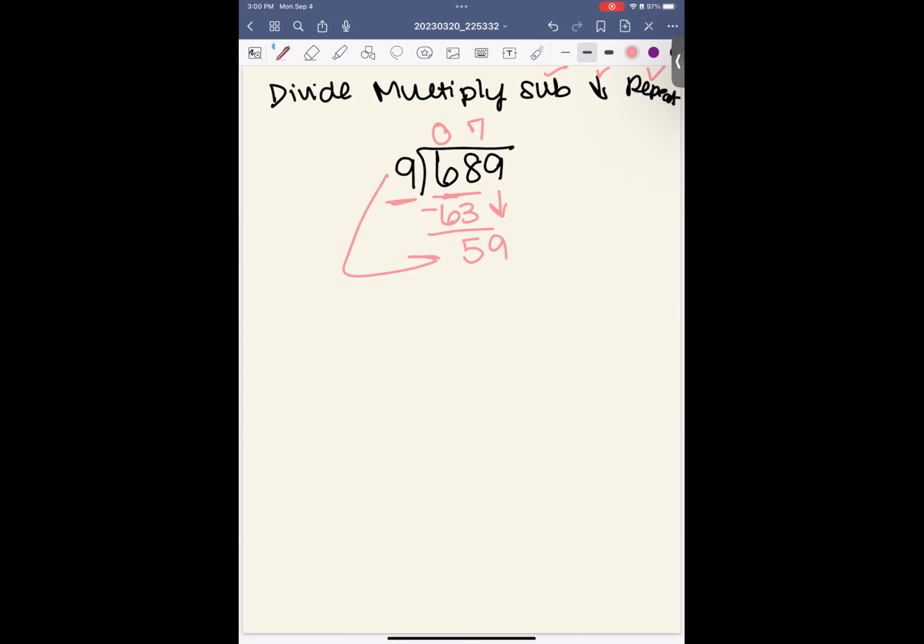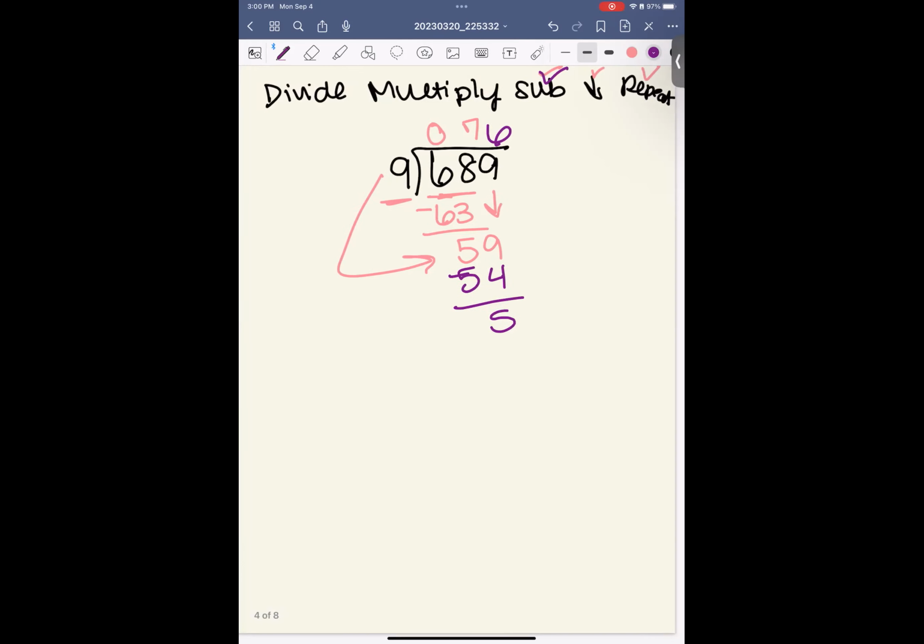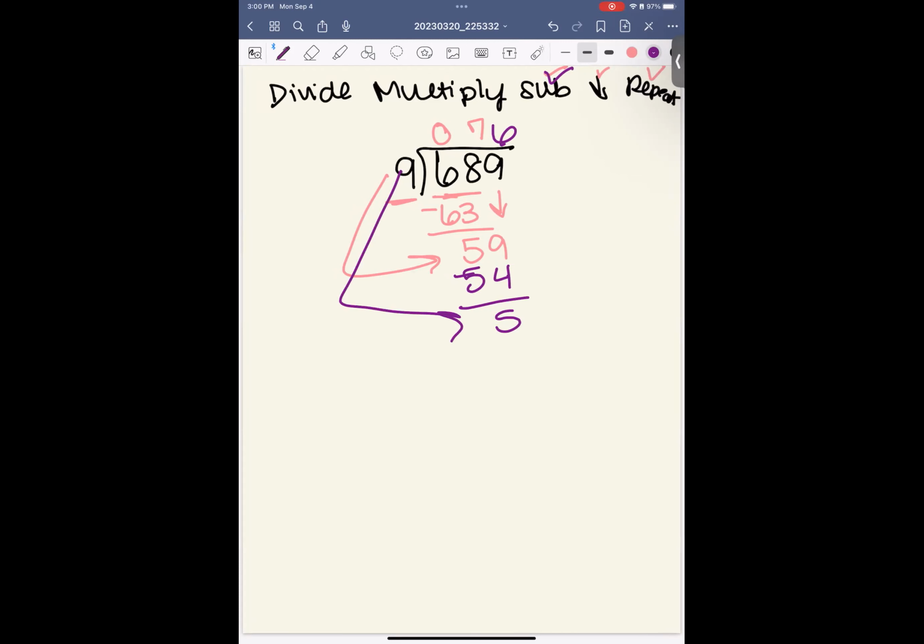So I go back. How many groups of 9 can I take out of 59? I can do 6 because 6 times 9 is 54. Subtract, 59 minus 54 is 5. Is 5 less than 9? Yes. Is there anything left up top to bring down? No, we have a remainder of 5. My answer is 76, remainder of 5.